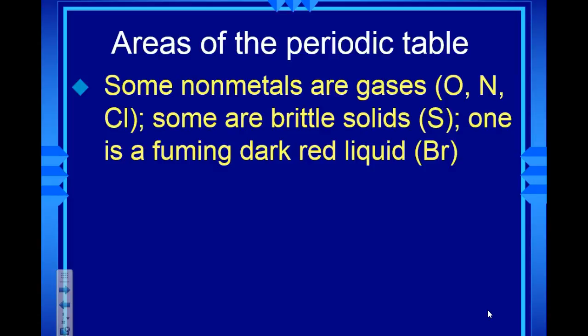Some nonmetals are gases. These are marked yellow on my periodic table up here. Sulfur is an example of a nonmetal that is solid at room temperature, and it is a bright yellow color. There's only one liquid in the nonmetal area: bromine.